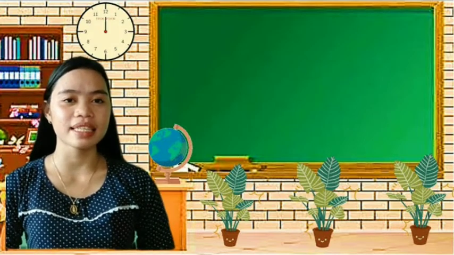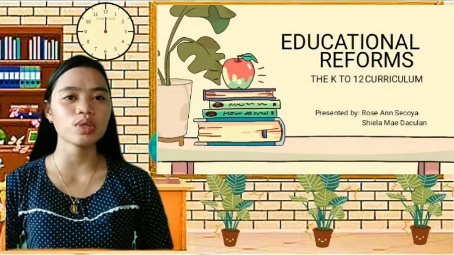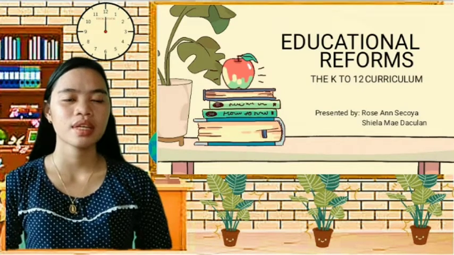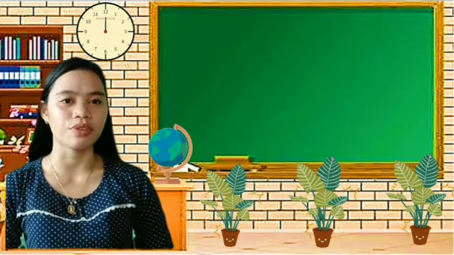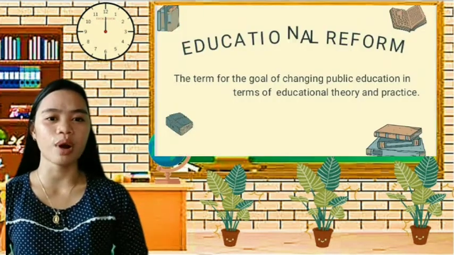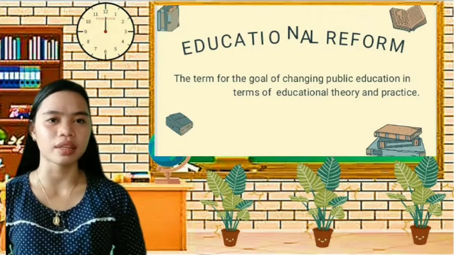Now I will be discussing Unit 1, which is Educational Reform, the K-12 curriculum examples. So as we go through my discussion, let's define educational reform. Educational reform is the term for the goal of changing public education in terms of educational theory and practice.